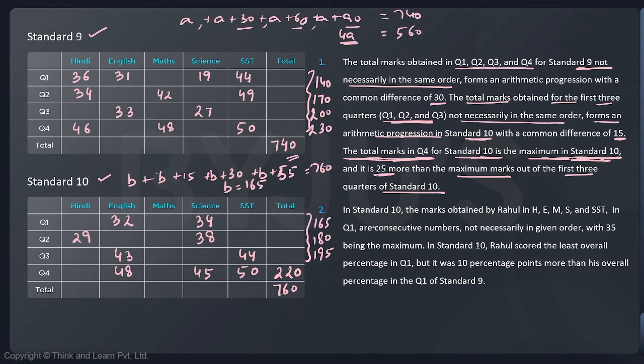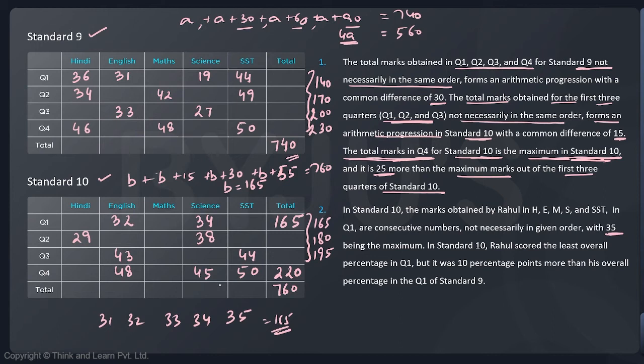Let's move ahead. In standard 10, the marks obtained by Rahul in H, E, M, S and SST in quarter 1 are consecutive numbers, not necessarily in the given order, with 35 being the maximum. So there are 5 consecutive numbers and the maximum is 35. So of course the 5 consecutive numbers are these, right? And their sum has to be 165. So therefore this sum is also fixed as 165.